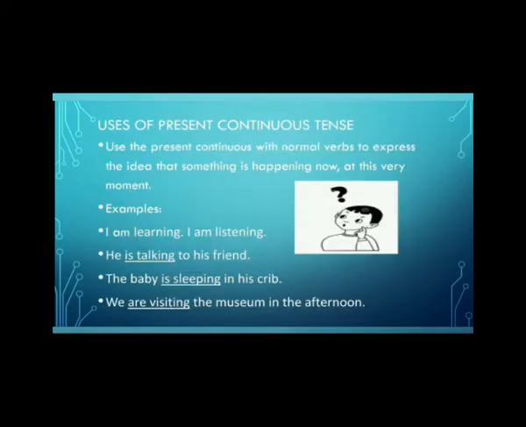Now let's read in detail the uses of present continuous tense. Use the present continuous tense with normal verbs to express the idea that something is happening now, at this very moment. Like, what is happening right now? Just think about it. Examples are like, I am learning, I am listening, he is talking to his friend, the baby is sleeping in his crib, we are visiting the museum in the afternoon. So these examples are showing the action that is happening right now.